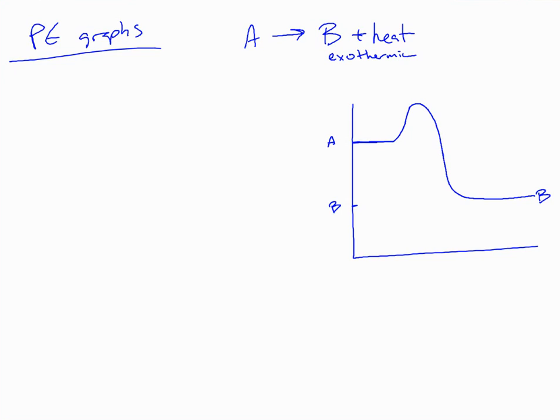Let's look at activation energy first. Where's my activation energy on this graph? It's the spike. So it is from here, the potential energy of A, to the top of this spike where the reaction can actually start. From here to here, from here to here is the activation energy.